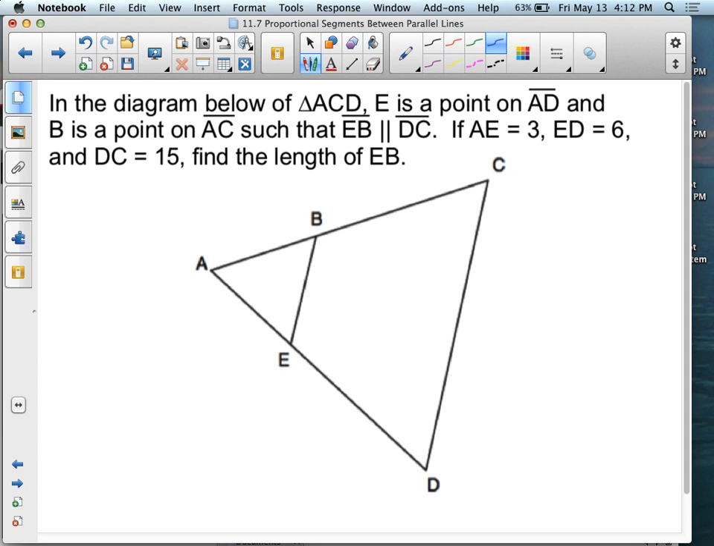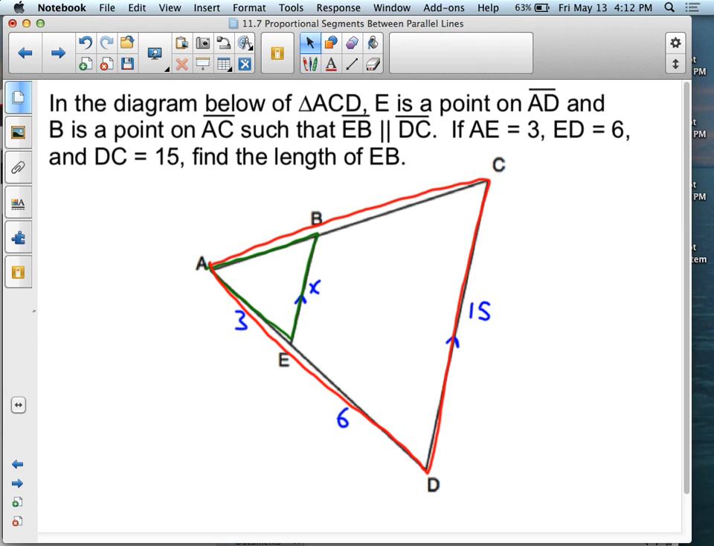So let's be careful here for a minute. If AE is 3 and ED is 6, and DC is 15, one thing to notice here is that while we know that the lines are parallel and they divide the sides proportionally, they do not divide the parallel sides proportionally. So we still might want to think of our similar triangles here, where we have this green triangle and then we have this red triangle.